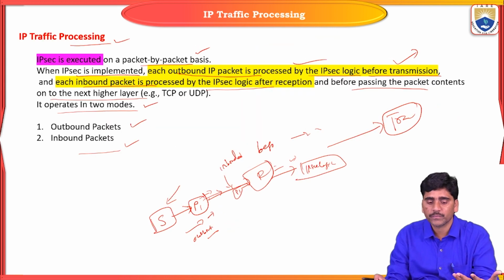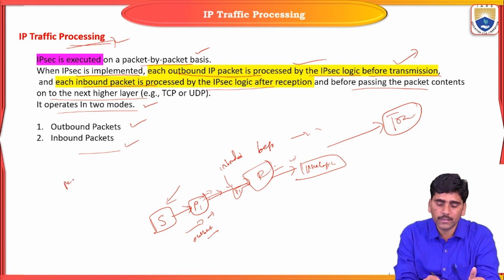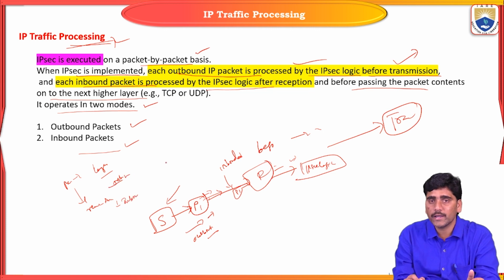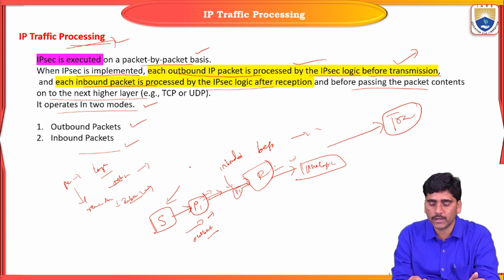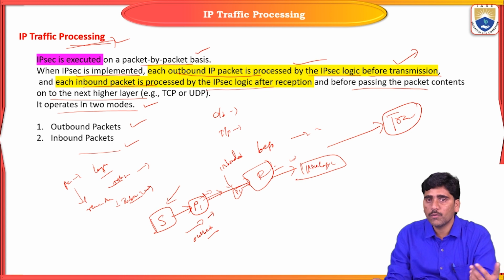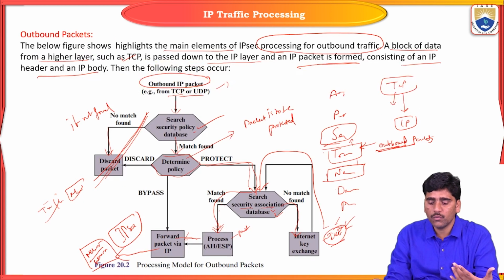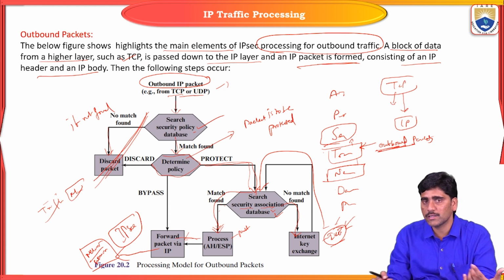IP traffic processing is the process of how packets are transmitted from one layer to another layer. In traffic processing, the packet transmitted from one layer is called an outbound packet, and the packet received at another layer is called an inbound packet. So how the outbound packet is transmitted and processed, and how the inbound packet is received at the receiver side and processed.